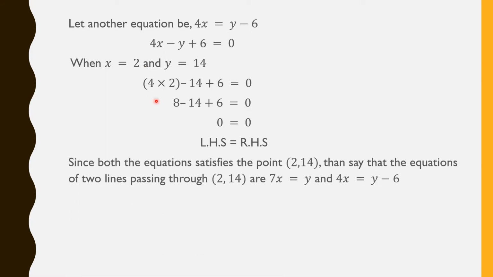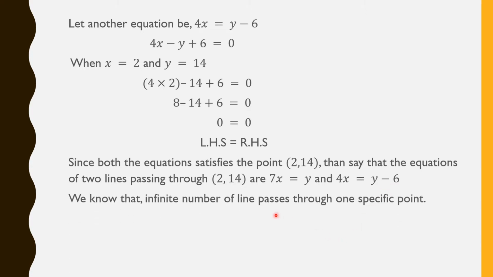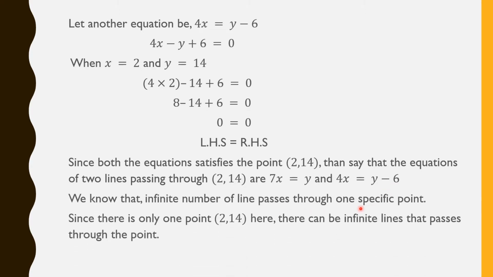Now, since both the equations satisfy the point (2, 14), we can say that the equations of two lines passing through (2, 14) are 7x = y and 4x = y - 6. So here we found out there are two equations passing through (2, 14). In such a way there can be infinite number of lines passing through one specific point. So there are infinite number of lines passing through (2, 14).